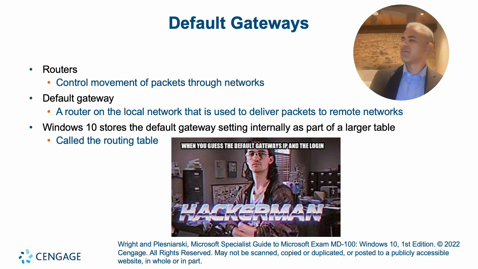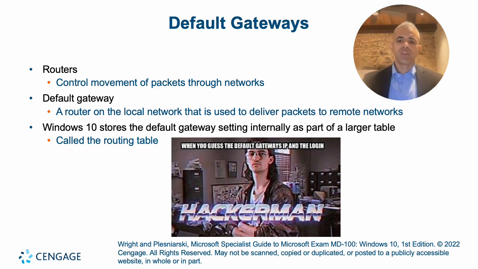What you use to get out into the world, right? What is the device that you go to? Your gateway. Typically, they're routers. They control the movement of the packets of the data throughout the network. Usually, you have a default gateway. So your default gateway will be the default device that you use in order to leave or just maneuver throughout the network.